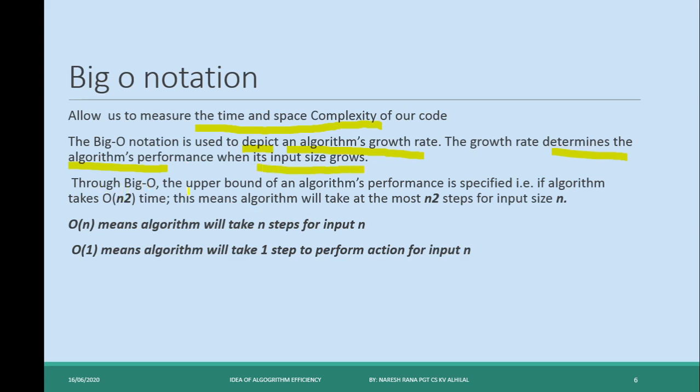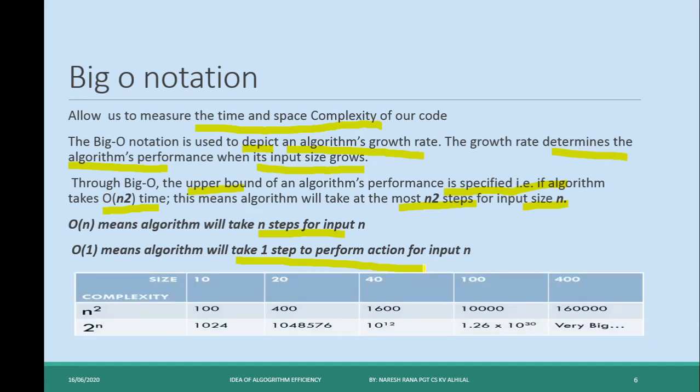Through big O notation, the upper bound of algorithm performance is specified. For example, an algorithm takes O(n squared) time. This means that the algorithm will take at most n squared steps for input size n. O(n) means the algorithm will take n steps for input n, and O(1) means the algorithm will take one step to perform the action for input n.